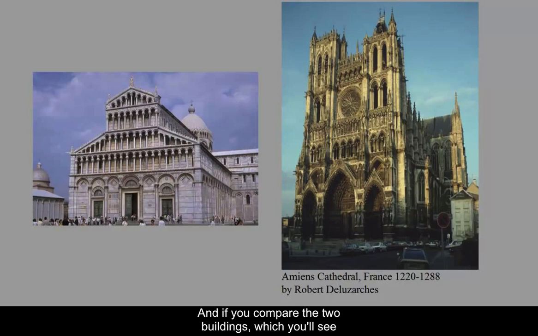And if you compare the two buildings, what you'll see essentially is that the Pisa complex is a very horizontal, short, squat building, whereas Amiens Cathedral is very tall, thin. It points straight up. You have a lot of courses in the building that sort of defy the horizontality of the division. You see pointed arches in it. You'll also notice that two of the towers look a little bit different.